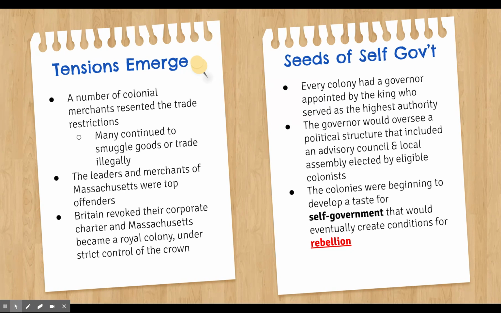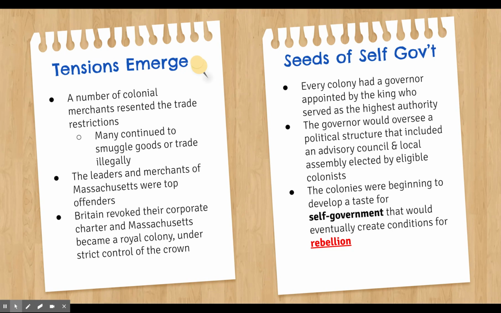Seeds of self-government. Every colony had a governor appointed by the king who served as the highest authority. The governor would oversee a political structure that included an advisory council and local assembly elected by eligible colonists. And so here we begin to see these seeds of self-government. The colonies were beginning to develop a taste for self-government, the idea of them electing their peers into positions of power to create laws for them. They are part of the process.